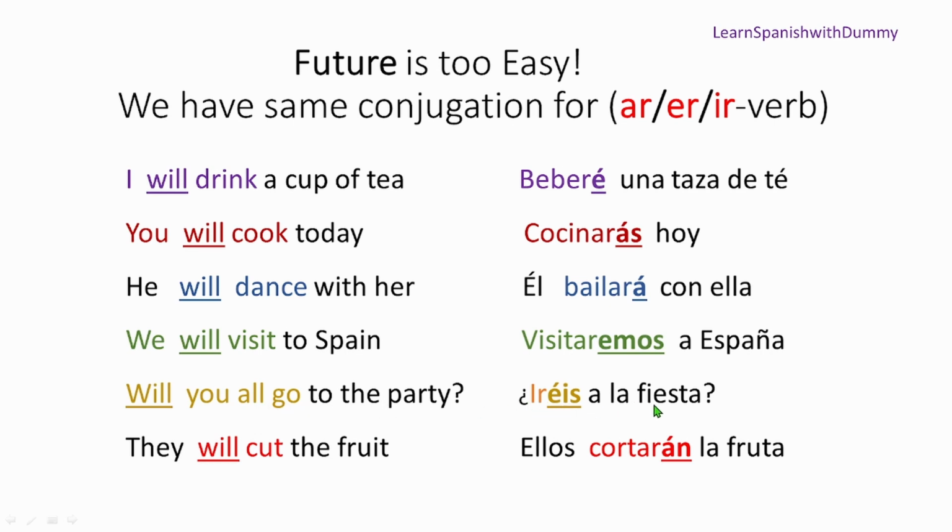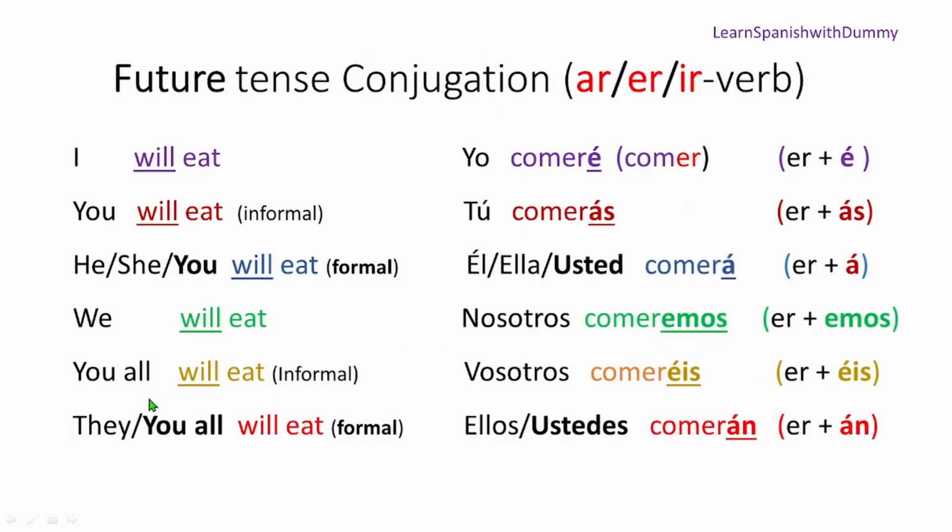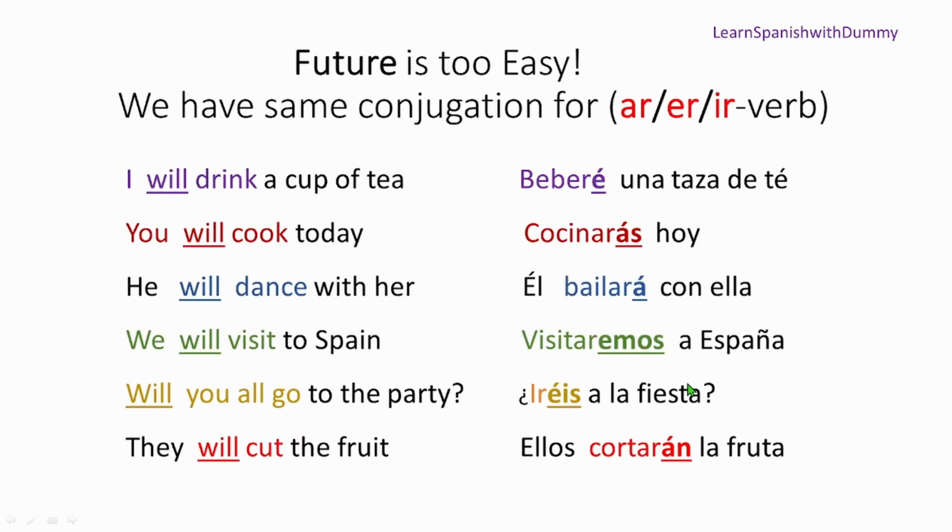Will you all go to the party? Iréis a la fiesta. Here iréis means will you all go, okay? If you see this conjugation, you all will eat, vosotros comeréis. Now here the ending stays the same, éis. The same ending we put over here as well. Iréis, see? The verb to go is ir, right? And we wanted to make you all will go, so iréis. Adding the ending adds "will" automatically. A la fiesta. Alright, and the pronoun is not necessary.